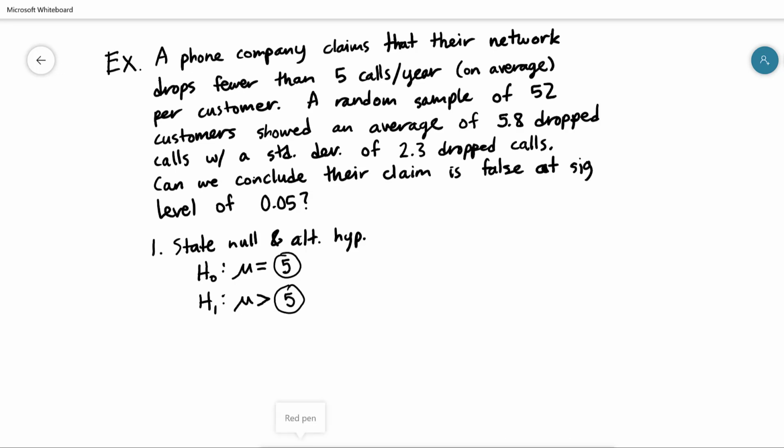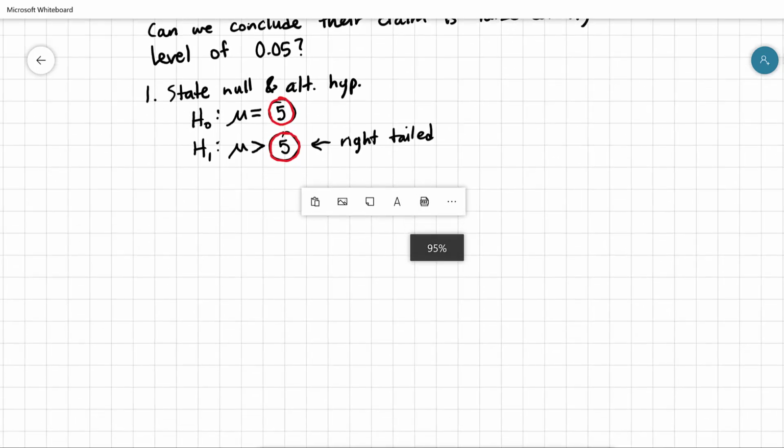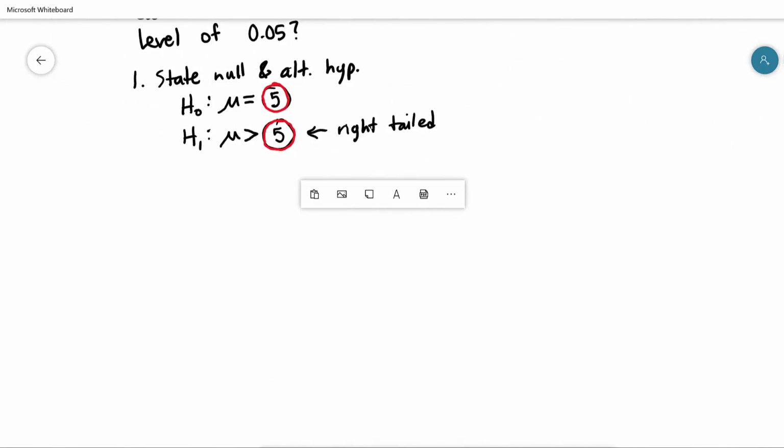But again, let me circle these in red instead. Those two numbers should be the same number. Easy things to remember: it needs to be the same number in both places. This always has to be an equal sign. So there's our null and alternate hypothesis. This alternate hypothesis turns out to be right-tailed because it's mu greater than some given value. So we're going to wind up doing our calculations in the right tail. So step 1 is done.